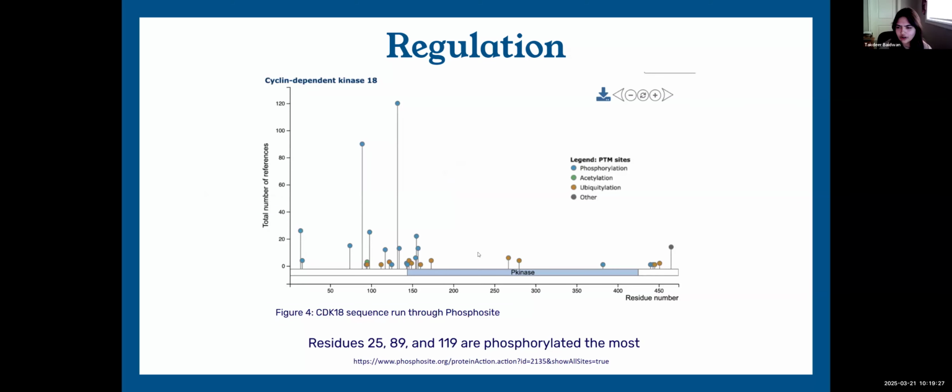Here's the lollipop diagram from the phospho site. We see some key phosphorylation sites at these residues. However, these didn't really correspond to the literature that I was going through. So there is some room for speculation. But in terms of the literature, I'm going to rely more on the literature just because there are some experimental findings in that regard.